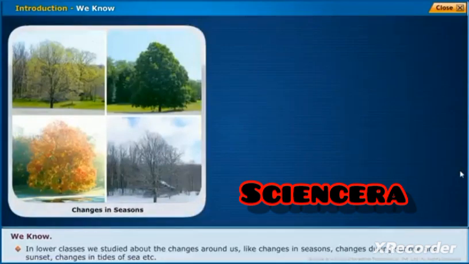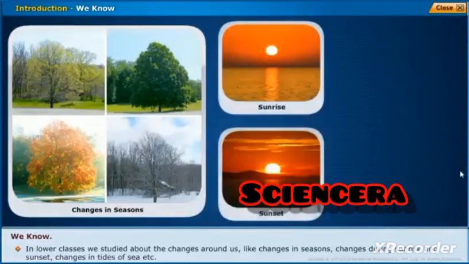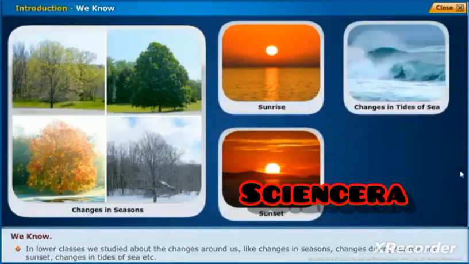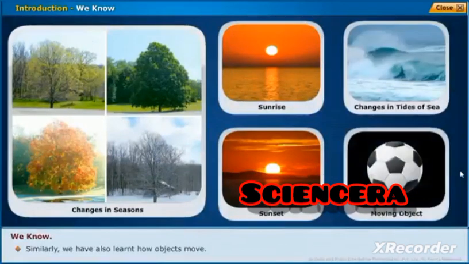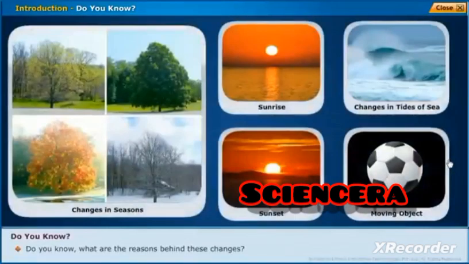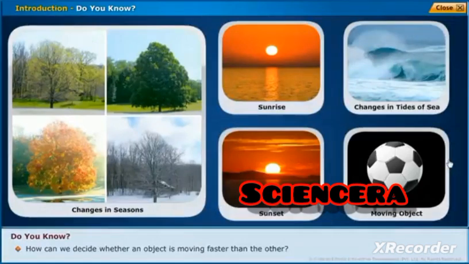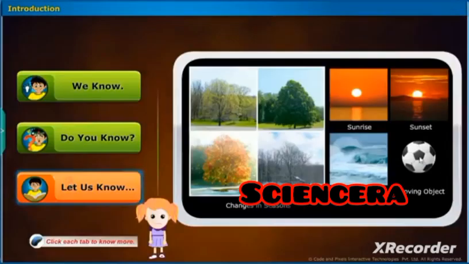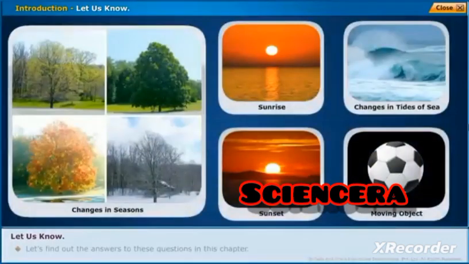In lower classes, we studied about the changes around us, like changes in seasons, changes during sunrise and sunset, changes in tides of sea, etc. Similarly, we have also learned how objects move. Do you know what are the reasons behind these changes? How can we decide whether an object is moving faster than the other? Let's find out the answers to these questions in this chapter.